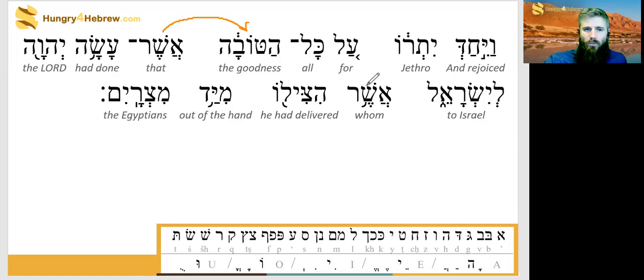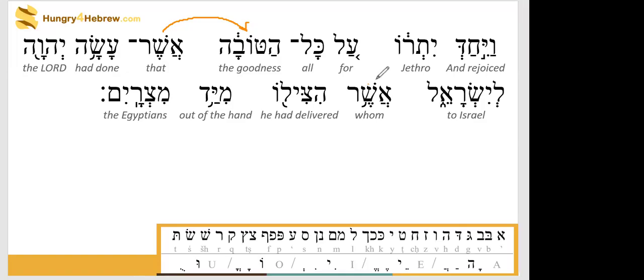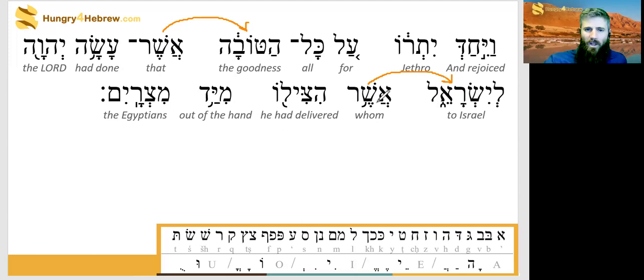Asher, ooh, so this must be referring back to Israel. Asher hitzilo miad Mitzrayim. Can somebody help me parse this out?